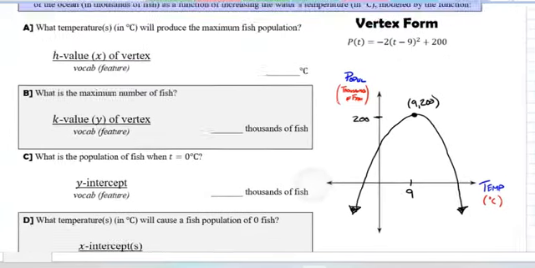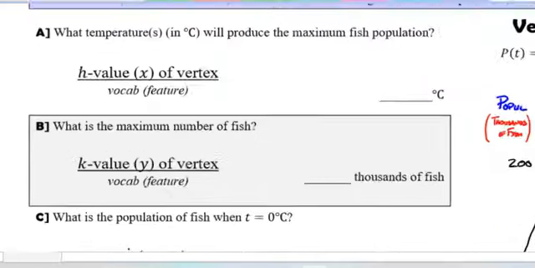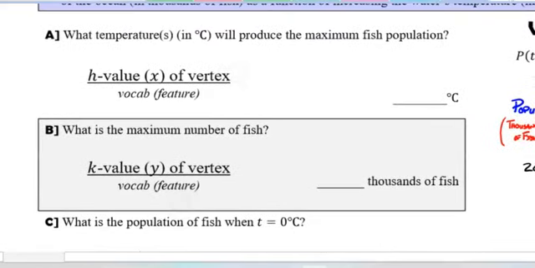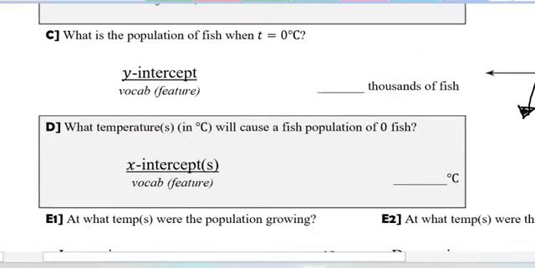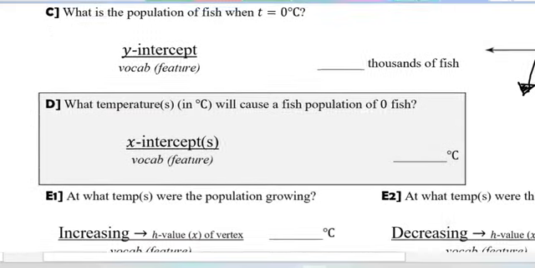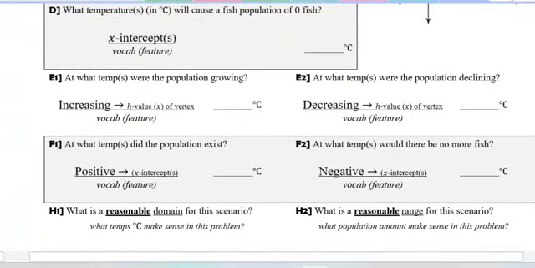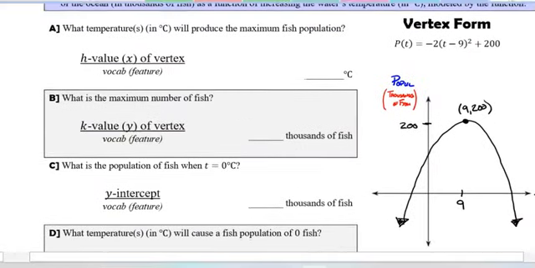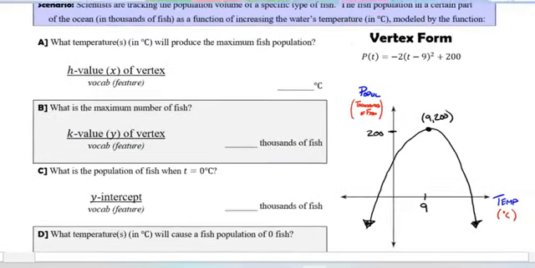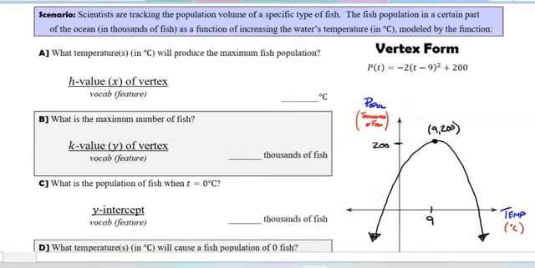Looking at the key features of a quadratic graph that we are interested in: h value, or x-coordinate of the vertex, k value, y-coordinate of the vertex, y-intercept, x-intercepts, increasing, decreasing, positive, negative, and a reasonable domain and range, we are going to go ahead and see whether we can answer and provide these features using our sketch of the graph provided from the equation.